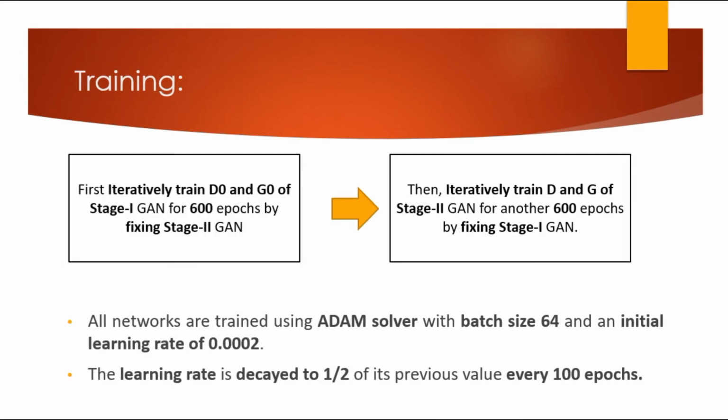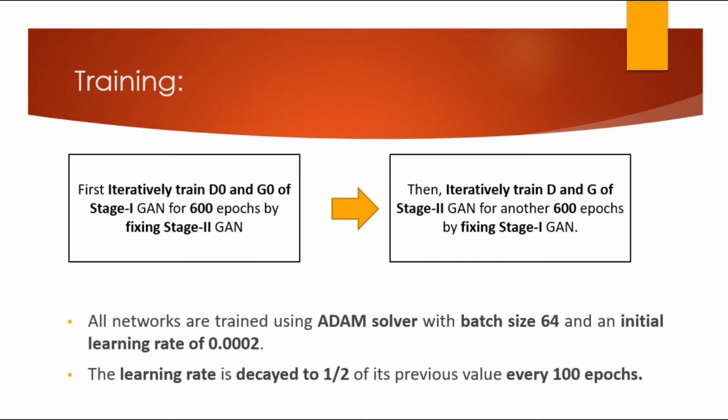Let's understand the training process. Training happens in two stages. In the first stage, we iteratively train the discriminator and the generator of stage 1 GAN for 600 epochs by fixing stage 2 GAN. And in the next stage, we iteratively train the generator and discriminator of stage 2 GAN for another 600 epochs by fixing stage 1 GAN.